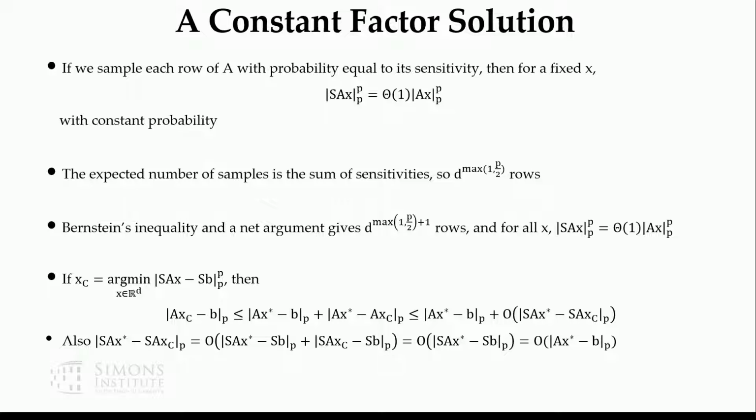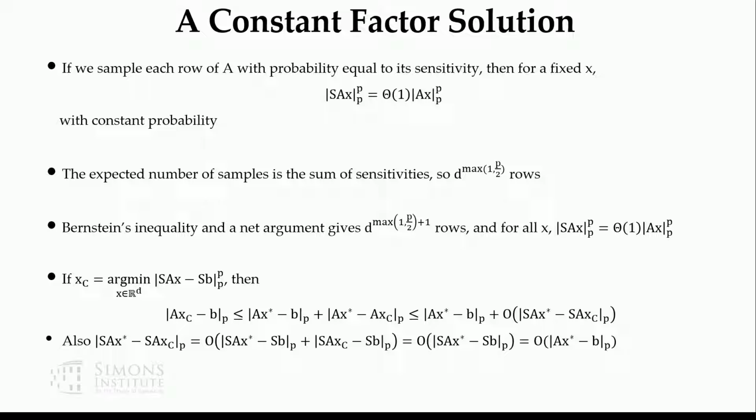What do we know about this p-norm? Well, we can again apply a triangle inequality and say that the p-norm of SAx* minus SAxc is at most the p-norm of SAx* minus Sb plus the p-norm of SAxc minus Sb. Right, that's just triangle inequality again. I just put a b for both of these.